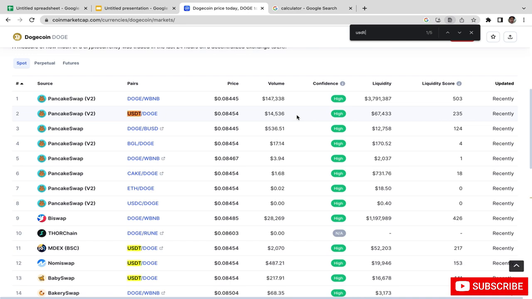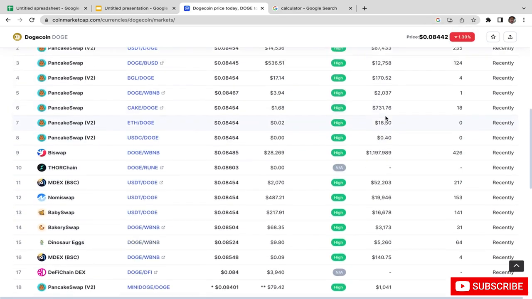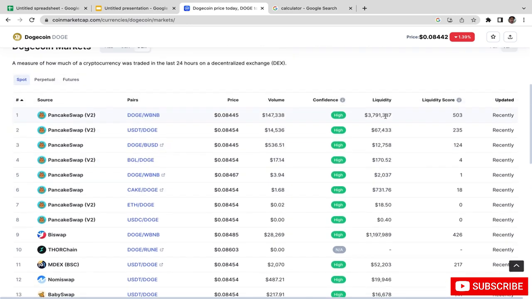Let's type in USDT to Doge. Well, it seems like every single one of them has the same exact price. So I don't think we should use USDT to Doge as an example, because if we calculate it, it's going to be 0 anyway, and the arbitrage opportunity is going to be like 0%, which means that you're not gonna be able to generate profit out of this trade. So let's pick another example here.